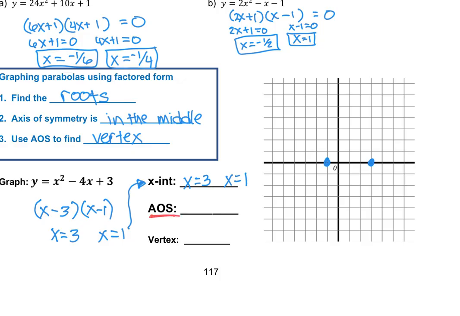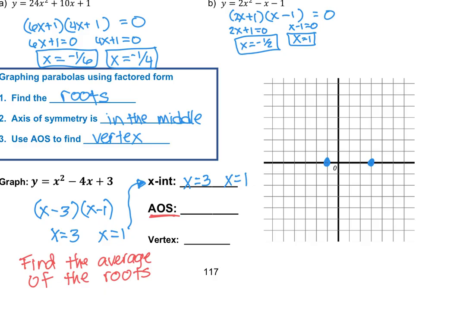Next part, AOS. Let's find the AOS. How do we do that? Well, we learned how to use that equation, negative b over 2a, when you have standard form, but we're using factored form now. So our AOS is the average of the roots. So let's put that down. Find the average of the roots. Those roots are the numbers we just found, right? X equals 3 and x equals 1.